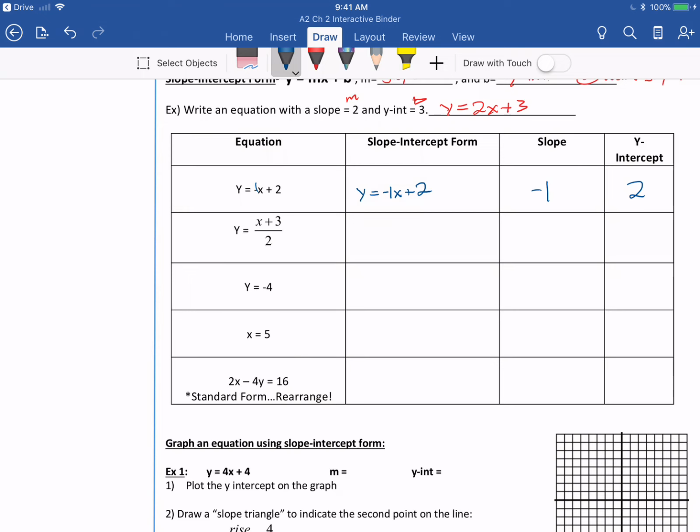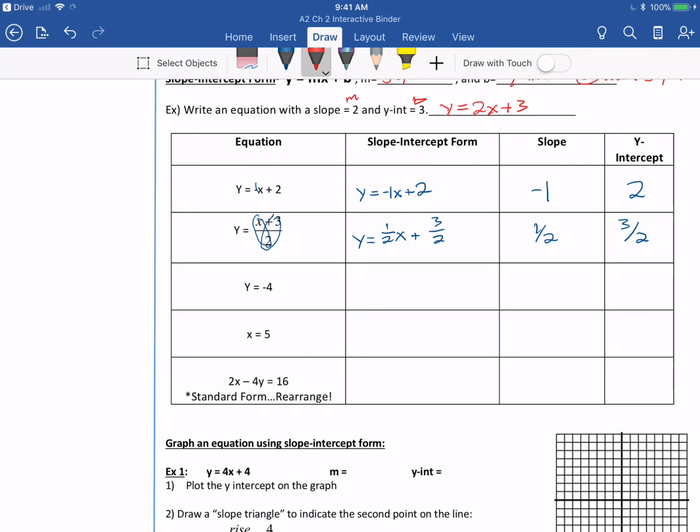The next one is not quite in slope-intercept form, because this 2 has to divide both of these terms. So y equals x divided by 2, which is 1 over 2x, plus 3 over 2. My slope here is 1 over 2, and my y-intercept is 3 over 2.